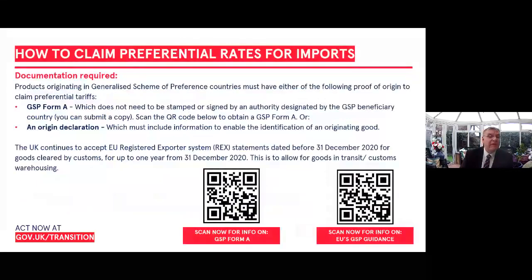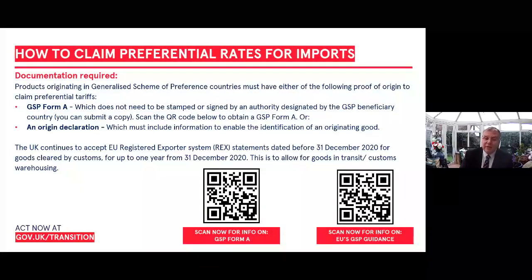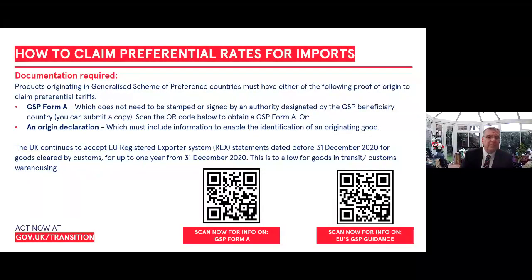You can claim preferential tariffs under the Generalised Scheme of Preferences with a valid proof of origin. To qualify for preferential duty rates, products originating in Generalised Scheme of Preferences countries must have either of the following: a Generalised Scheme of Preferences Form A, which does not need to be stamped or signed by an authority designated by the GSP beneficiary country, or an origin declaration on an invoice, packing list or consignment note, which must include information that allows the identification of an originating product.